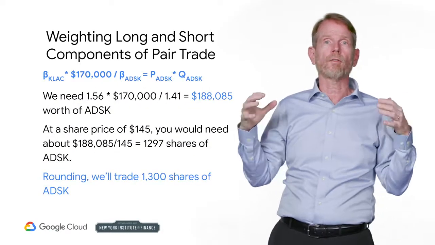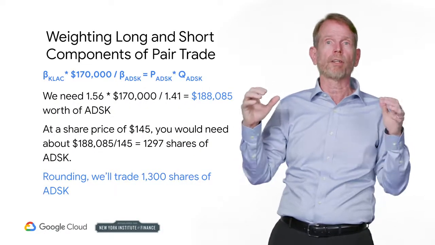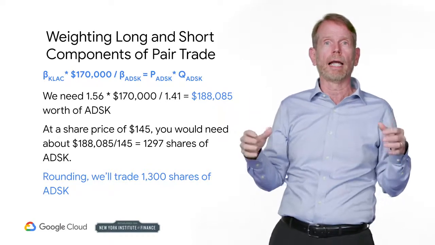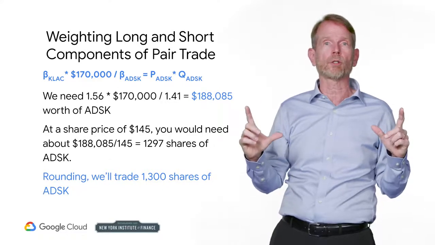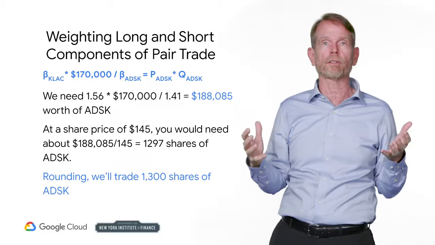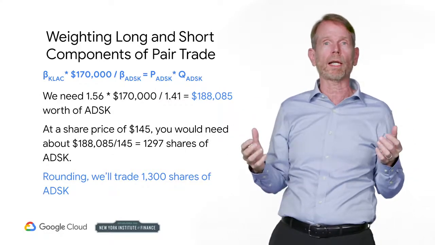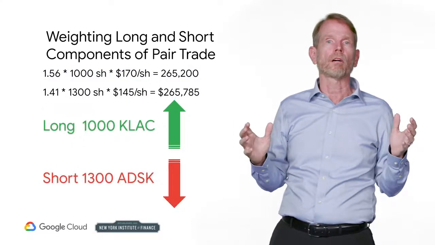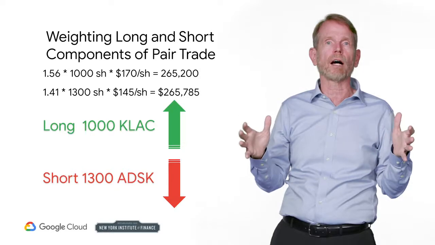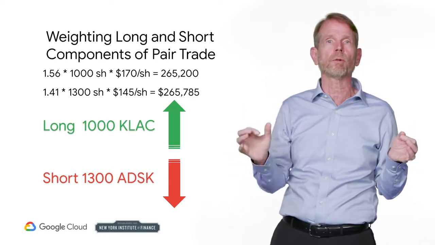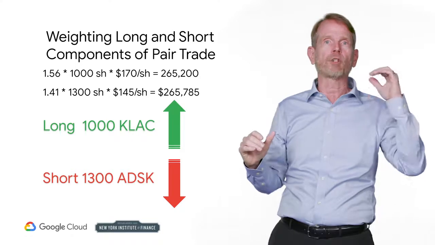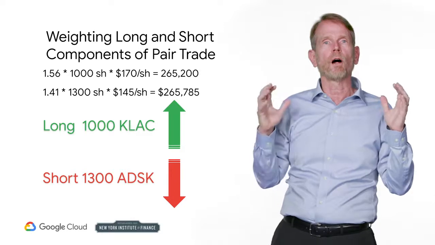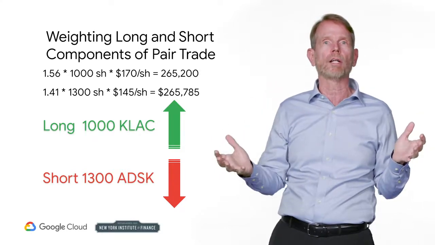Reorganizing our equation to solve for market value of ADSK, you need $188,085 worth of ADSK. At a share price of $145, you would need about 1,297 shares of ADSK. Rounding, we'll trade 1,300 shares of ADSK. Let's review. Our equation gives us a beta-weighted market value of $265,200 for KLAC and $265,785 for ADSK.